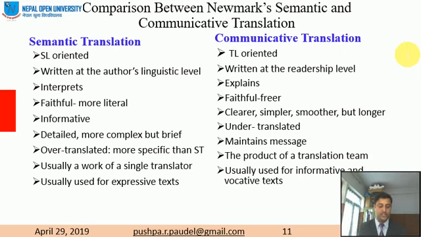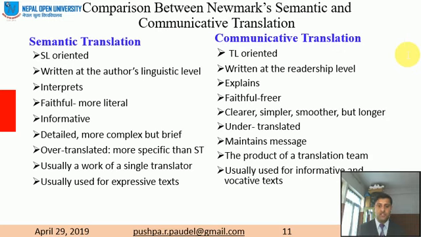In ancient Greece. Newmark indicates that semantic translation differs from literal translation in that it respects context, interprets, and even explains metaphors, etc. Comparison between Newmark's semantic and communicative translation in the next slide. So let's compare the semantic translation and communicative translation of Peter Newmark.